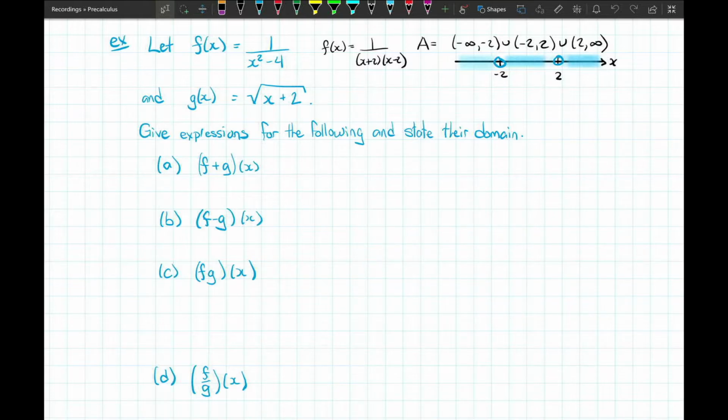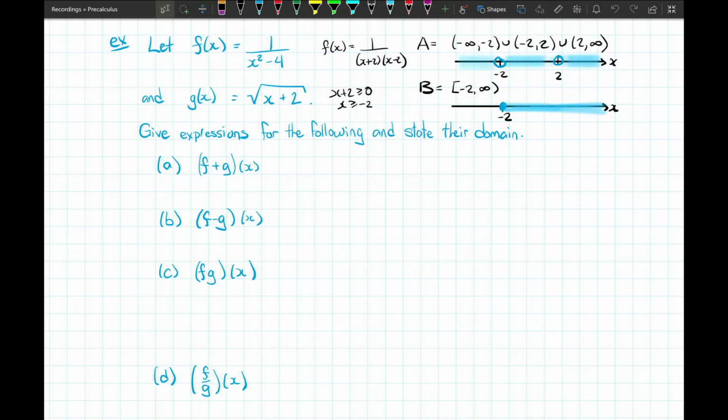Now, what about g of x? Here we're going to have to make sure that we have x plus 2 greater than or equal to 0. And that means, of course, that x will need to be greater than or equal to negative 2. And we can indicate that using interval notation, and maybe we can visualize that on a number line as well. This time around, we've got a solid dot at negative 2, and we'll be shading in all of the values greater than or equal to negative 2.